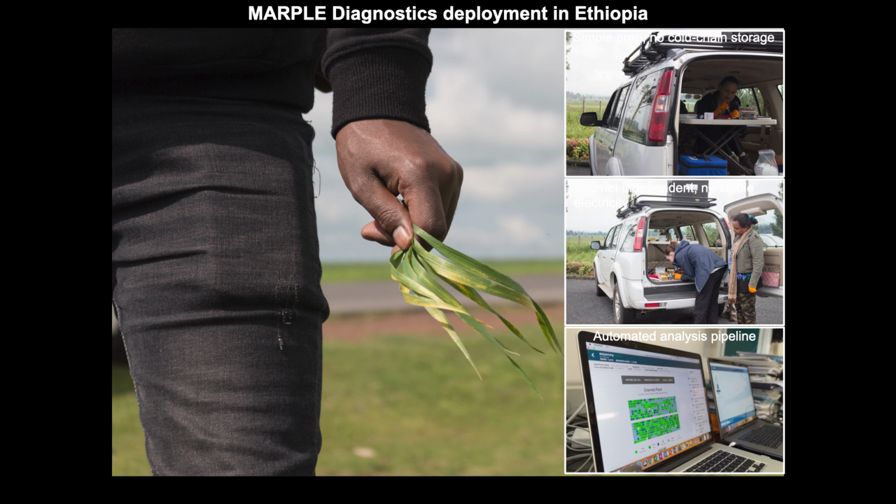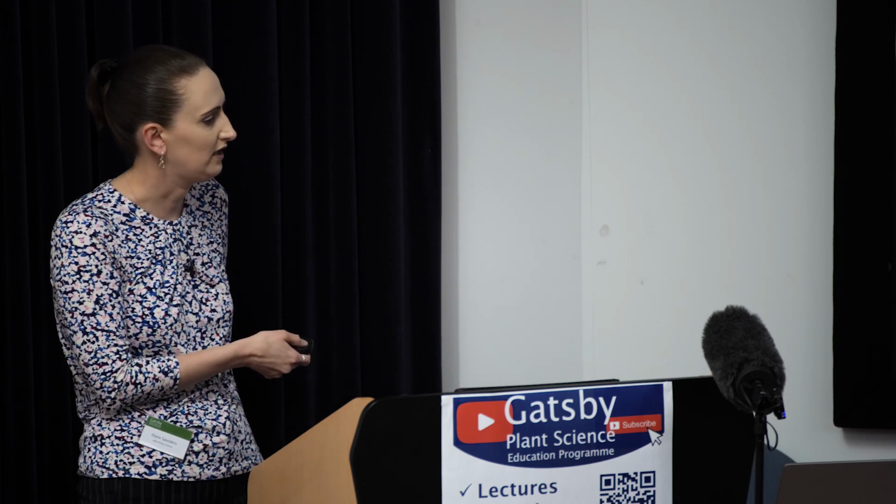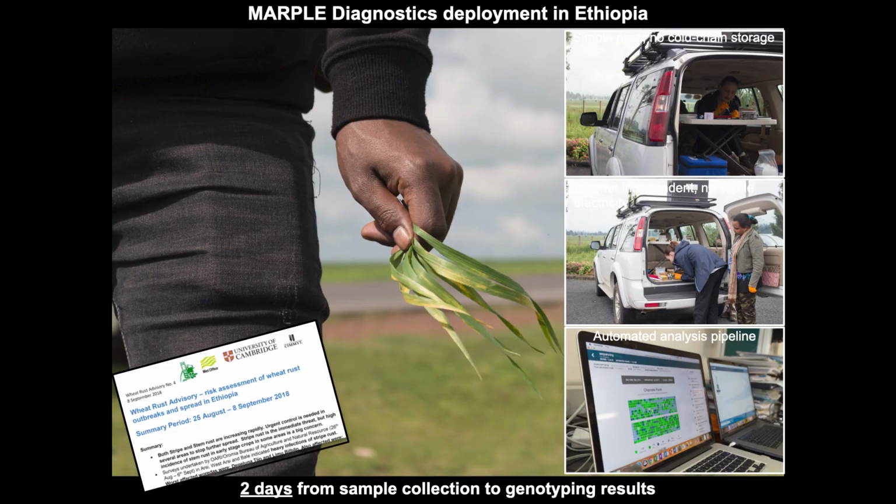And even in the back of the car, when I ran this in the back of the car, we were able to show that within 2 days you could take your sample from the field and know which strain you have. So that whole process was done in just 2 days. And so that information then goes out to stakeholders to inform them about what strains are present in countries. So these would be, for instance, farmers or agronomists in the area.